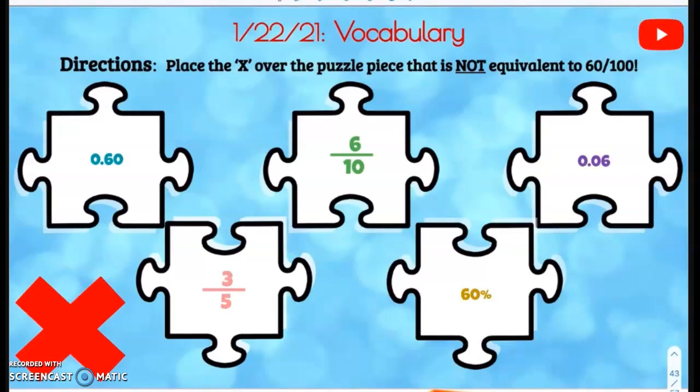January 22nd, 2021 vocabulary. Directions. Place the X over the puzzle piece that is not equivalent to 60 out of 100 or 60 hundredths. All right, so we have 60 hundredths here. 60 out of 100 or 60 hundredths is going to also equal 0 and 60 hundredths, which is also going to equal 60%. So those are all known facts that we know.